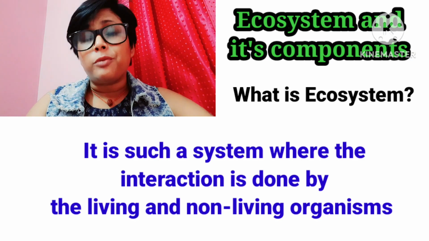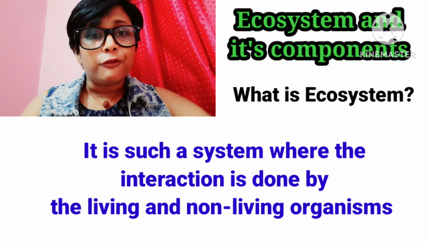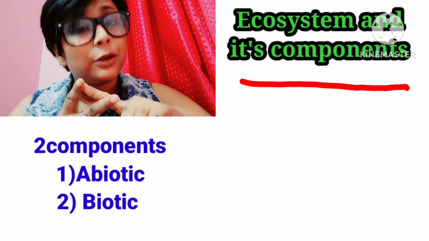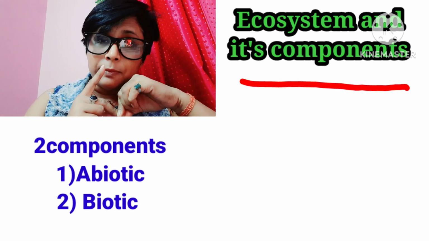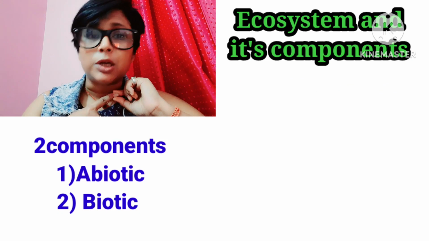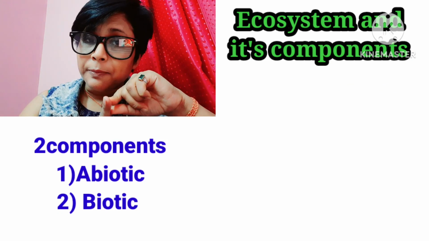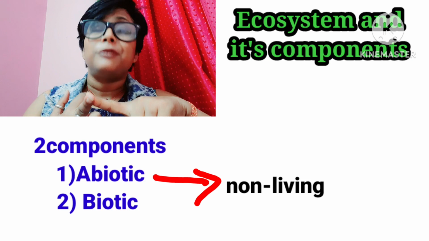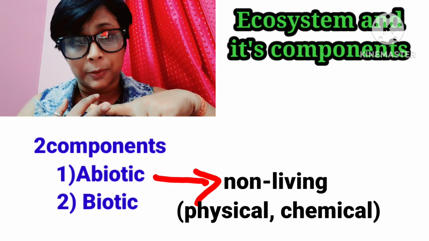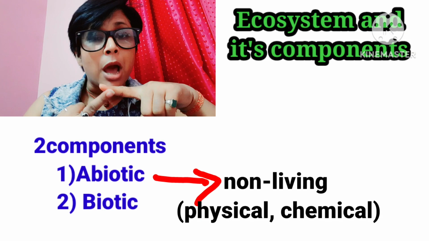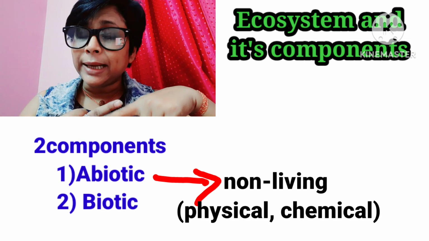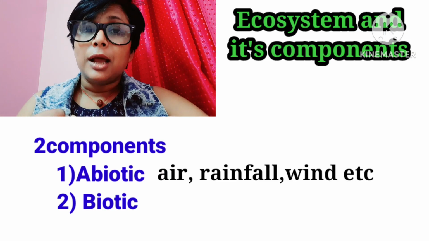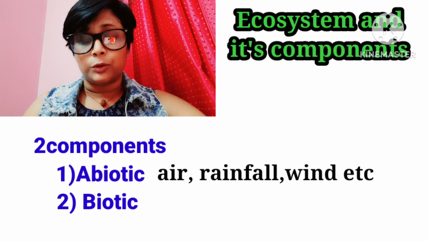And now we have to know about the components of an ecosystem. Mainly, there are two components of an ecosystem. One is the abiotic component, the other one is the biotic component. What is the abiotic component? That means they are non-living. They may be physical components, they may be chemical components. And what are the abiotic components? The non-living components like air, rainfall, cloud, water, everything around.